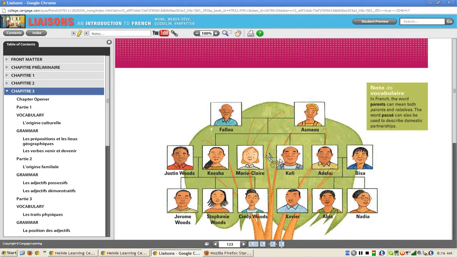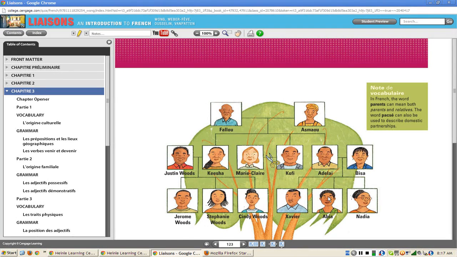Alors, le frère, oh voilà, il a un frère, Kofi, et puis, voilà la belle-sœur d'Adelaide, Marie-Claire, mais Marie-Claire et Kofi sont séparés ou divorcés, depending, separated or divorced. Et voilà la sœur d'Adelaide, Kisha, et son mari ou son époux. Donc l'époux de Kisha s'appelle Justin Woods. Et donc voilà la famille, Jérôme, Stéphanie, Cindy.